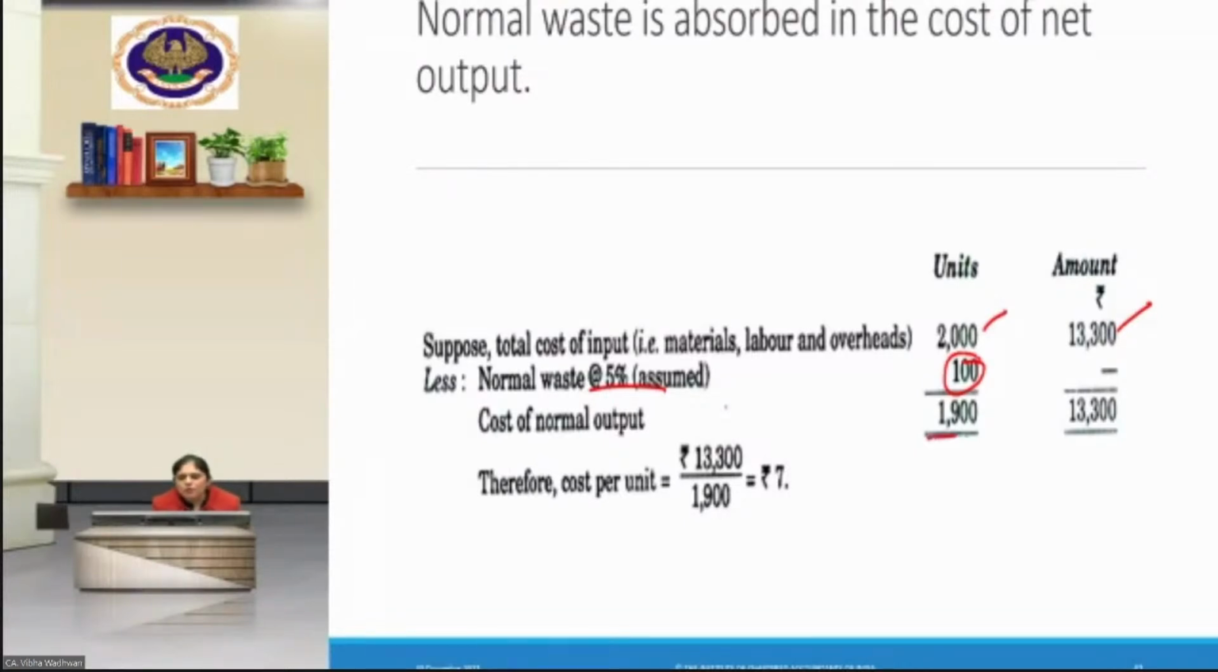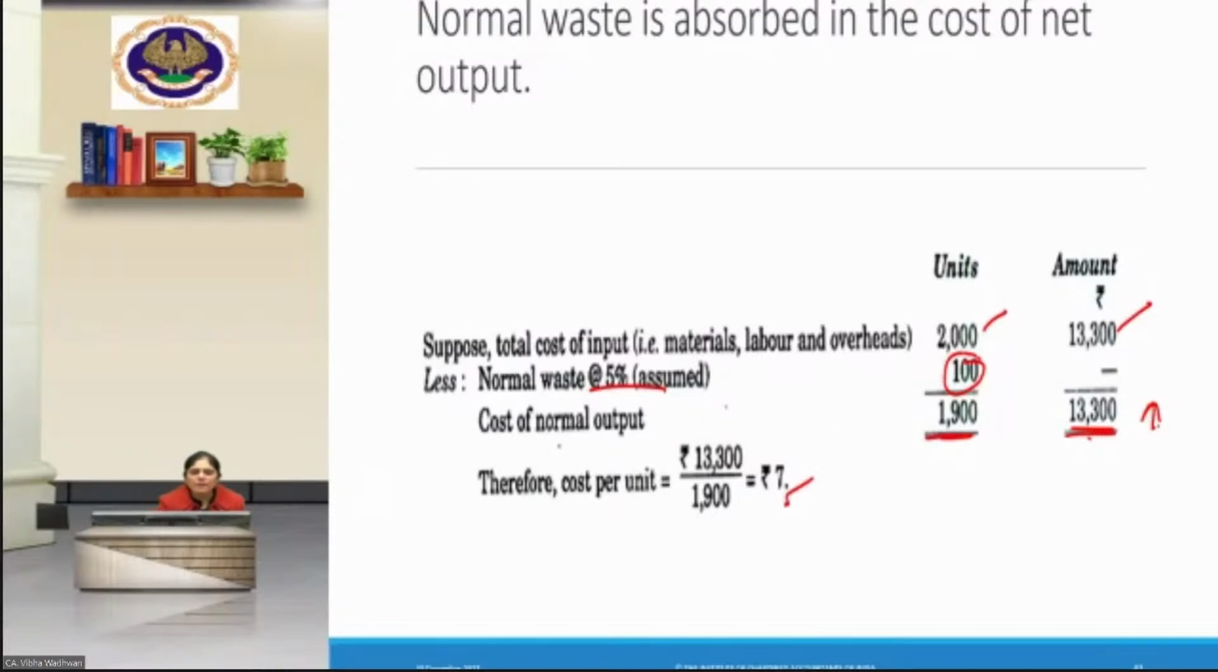So the good units are 1900 and they will bear the cost of 13,300. See, if 2000 units were at 13,300, the cost per unit would be a particular cost. And when 1900 units bear 13,300, of course, the cost per unit will increase. Clear? That is why it is sometimes called an inflated price. So that is the concept of inflated price. Earlier 2000 units bore the total cost, but now 1900 will bear the total cost. So the cost per unit will increase. Clear?